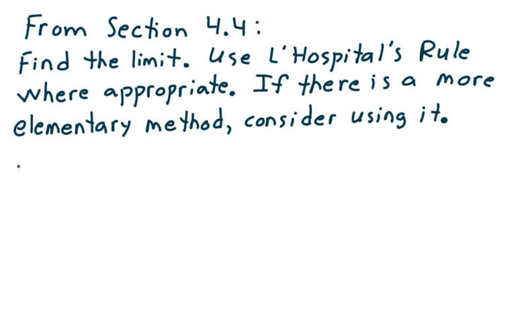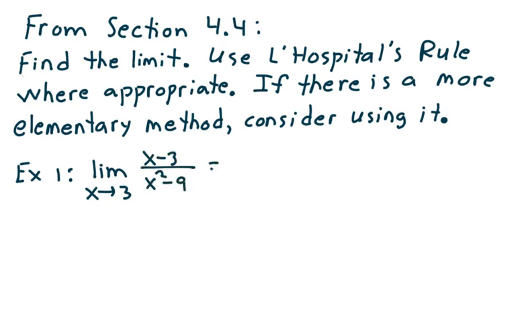All right, so we're going to take a look at example 1. Example 1 says to find the limit as x goes to 3 of x minus 3 divided by x squared minus 9. Now, we could use the methods of chapter 2 to evaluate this limit. So what we're going to do is take the limit as x goes to 3.